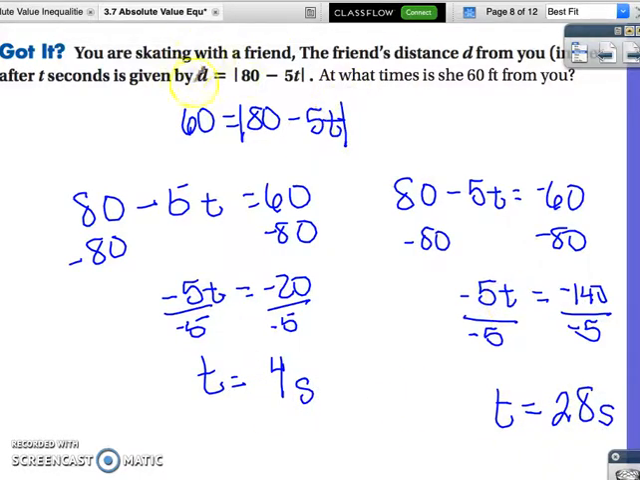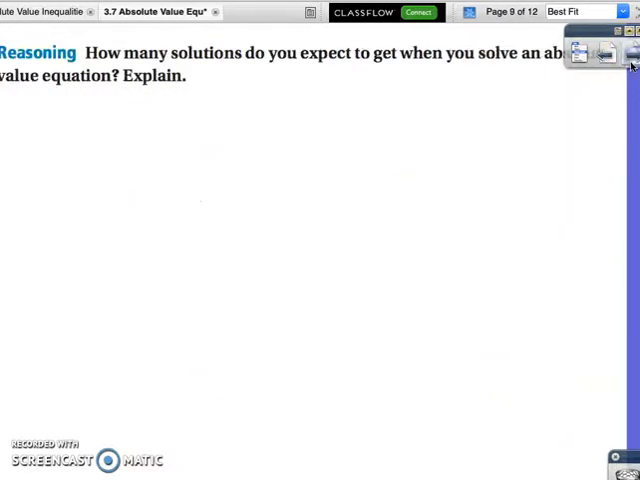This is the equation of the distance from her. Okay, so how many solutions do you expect to get when you solve an absolute value equation? You expect to get 2. There's not always.